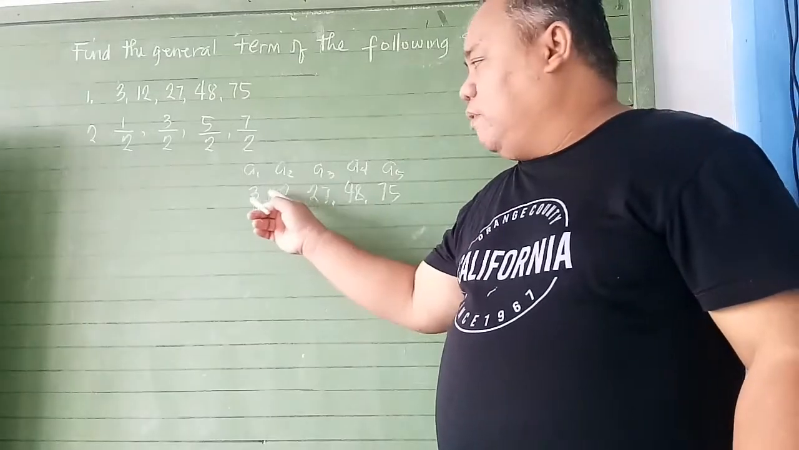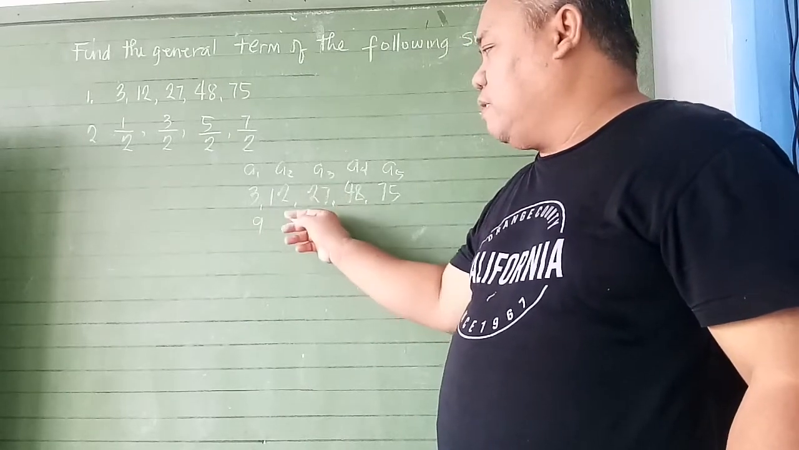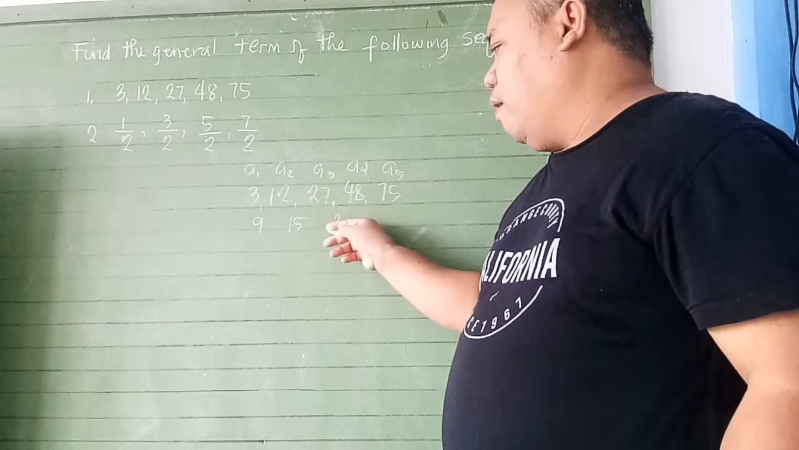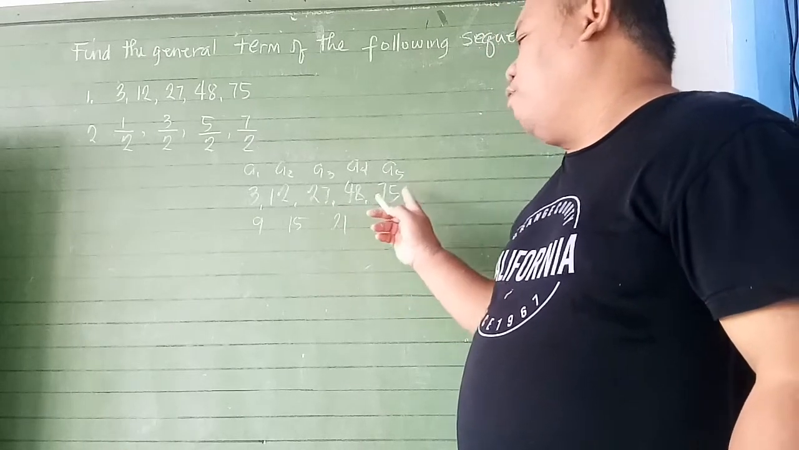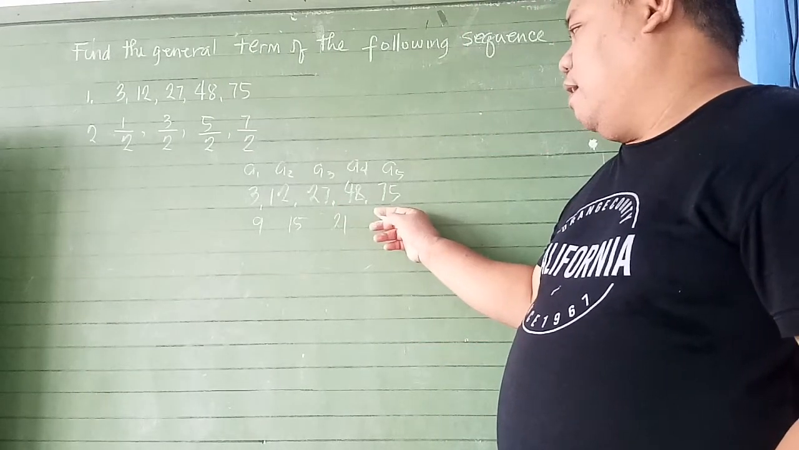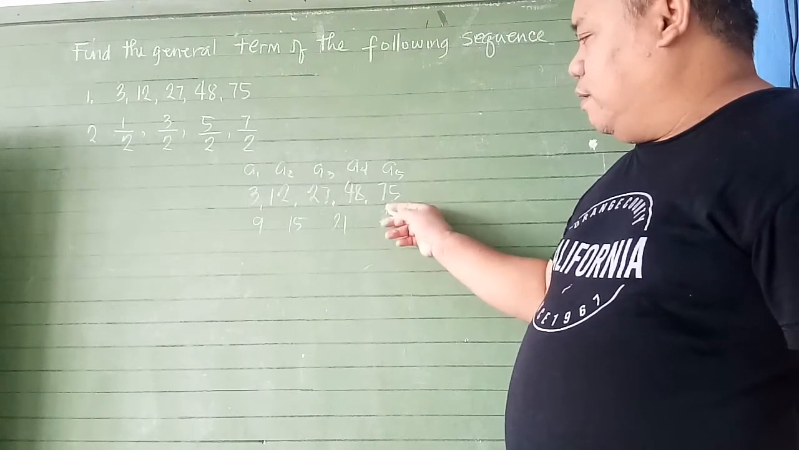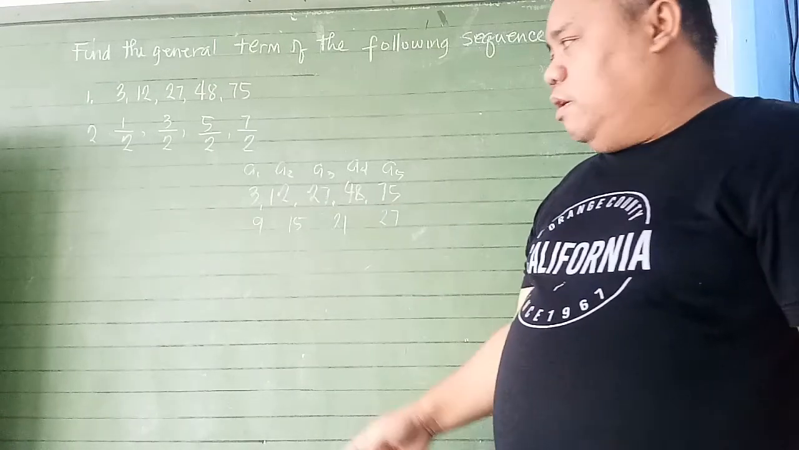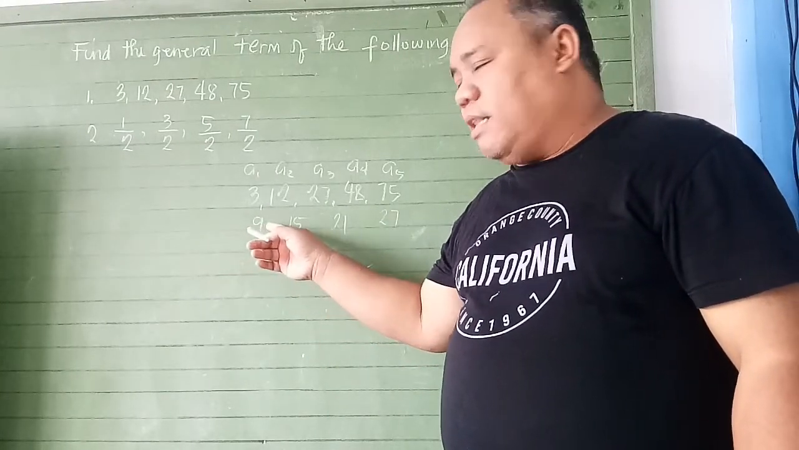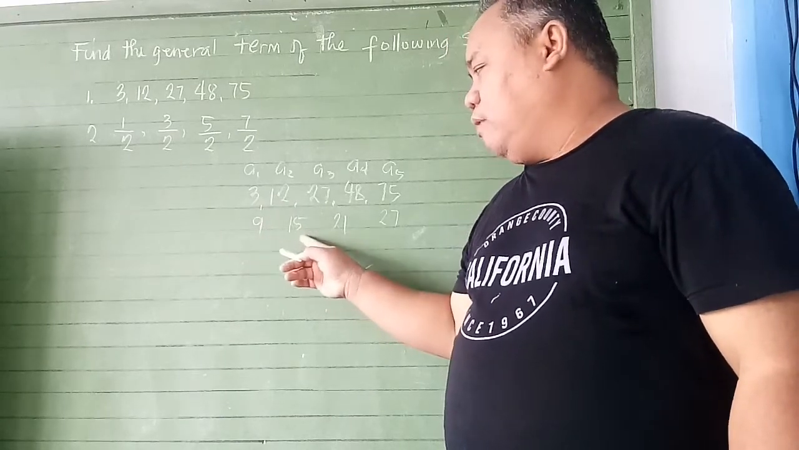So 12 minus 3 is 9. Then 27 minus 12 is 15. 48 minus 27 is 21. And then 75 minus 48, and that is how many? 27, right? So you see here that in the first difference, they're not equal. So in the first difference, they're 9, 15, 21, and 27.